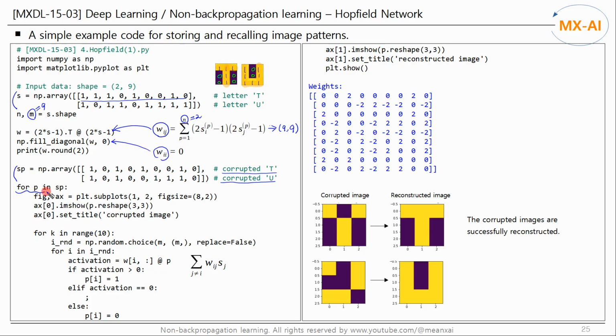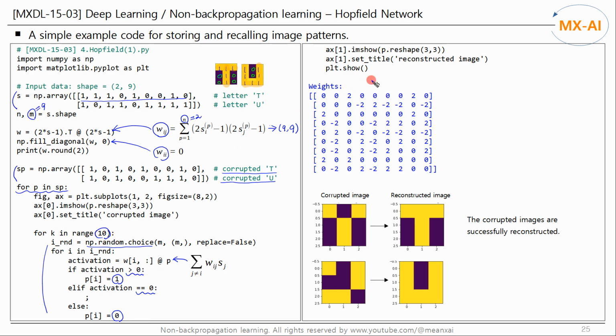Load the test patterns one by one and update each state. Randomly select M neurons and use this formula to calculate the output values of the selected neurons one by one. If the output value is greater than 0, the state of the neuron is updated to 1. If the output value is 0, the state of the neuron is not updated and the previous state is maintained. If the output value is less than 0, the neuron state is updated to 0. Repeat this process 10 times.